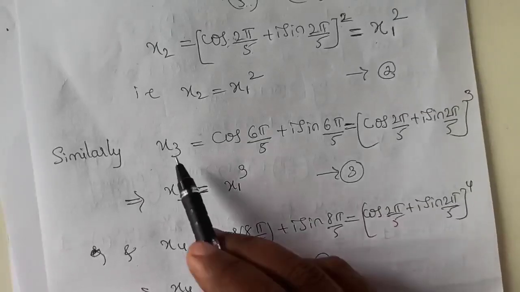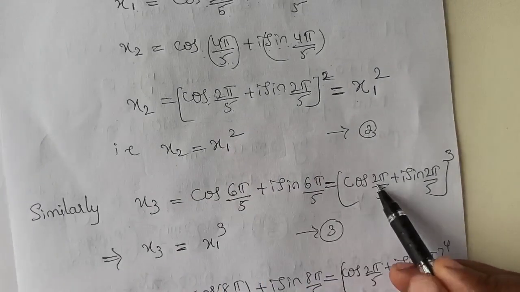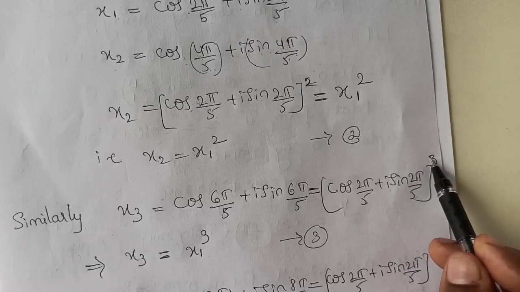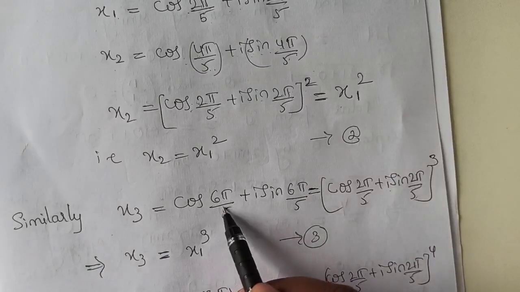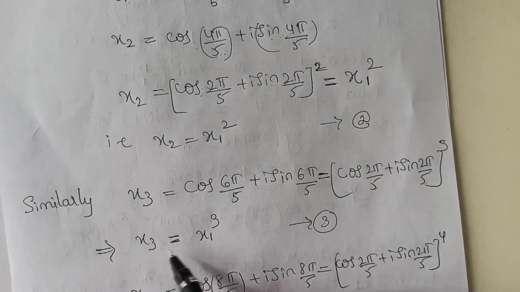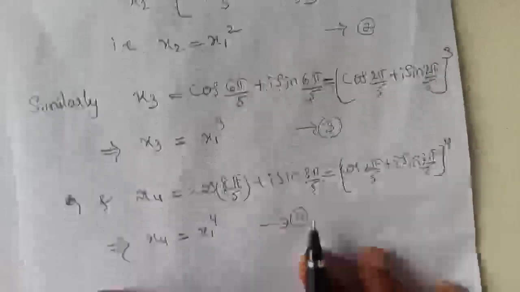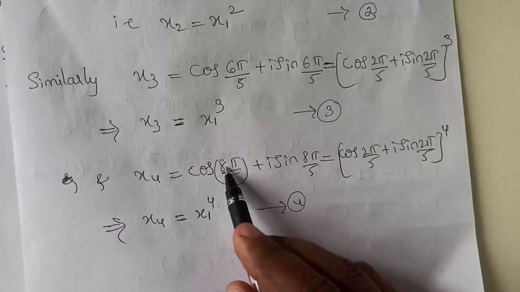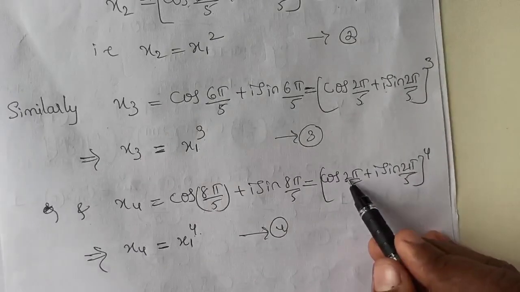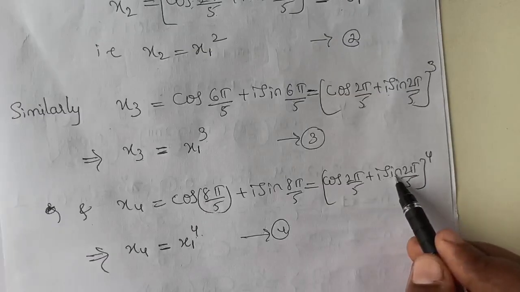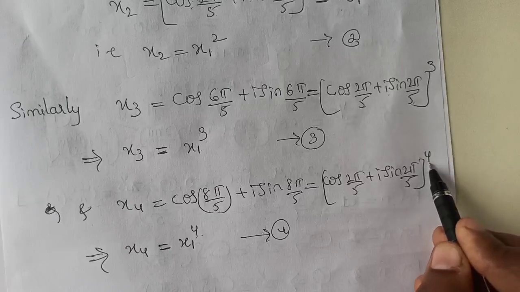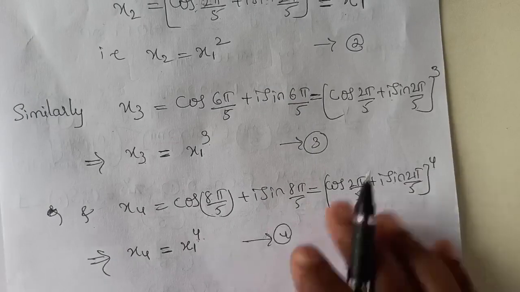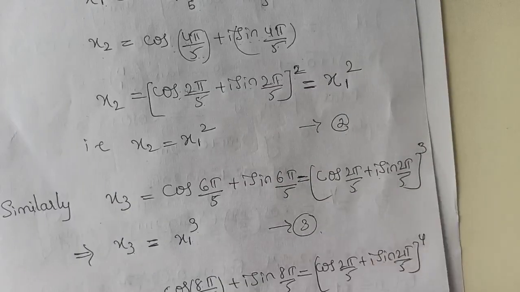Similarly, x3 can be written as cos 2 pi by 5 plus i sin 2 pi by 5 whole cube. Simplifying, you will get 2 into 3 is equal to 6, that is x3 only. Therefore, x3 can be written as x1 cube. Similarly, x4 can be written as x1 power 4, since it is 8 pi by 5, it can be written as cos 2 pi by 5 plus i sin 2 pi by 5 whole power 4, which is x1 power 4. Consider these as equations 2, 3 and 4.